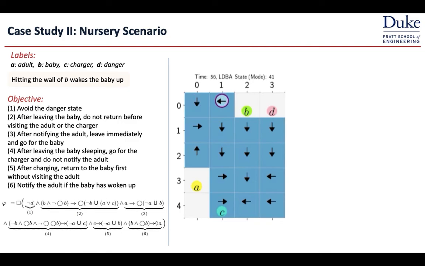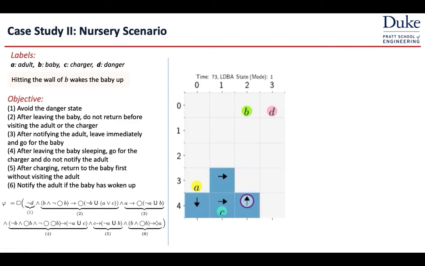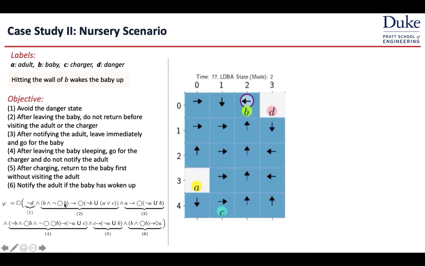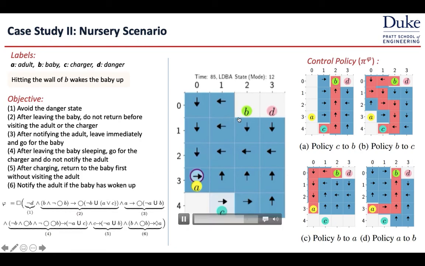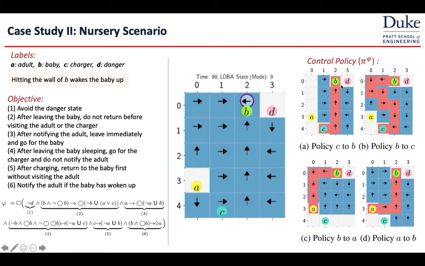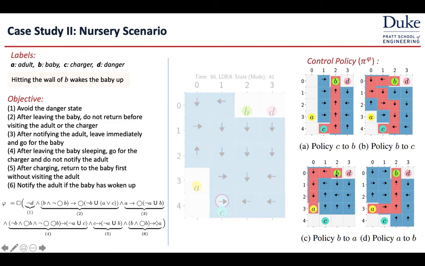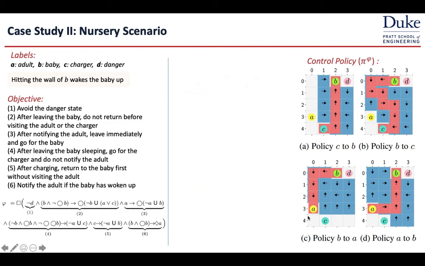However, if it falls in this state, it wakes the baby up, and if that happens, the adult must be notified. The objective is represented by this LTL formula, and these are the policies obtained using reinforcement learning. The most likely paths are highlighted in red. It goes from C to B and B to C without visiting A, but if it falls in the ball state, it visits A and goes back to the baby again.